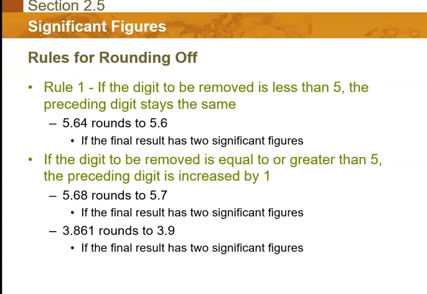And what we're going to do is the same type of rounding that you learned in elementary school. You look at the digit you're going to round to. If it's greater than or equal to 5, you round up. If it's less than 5, you round down.